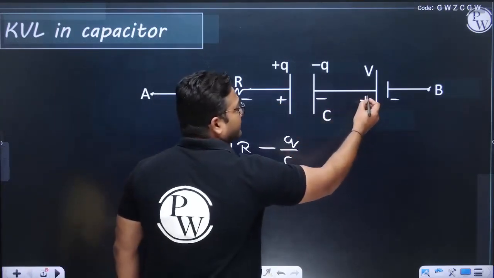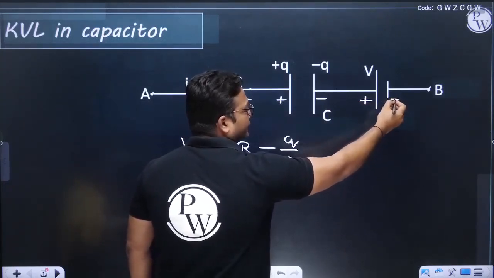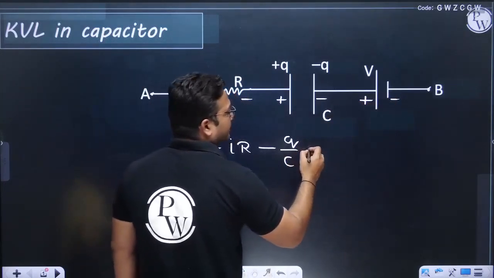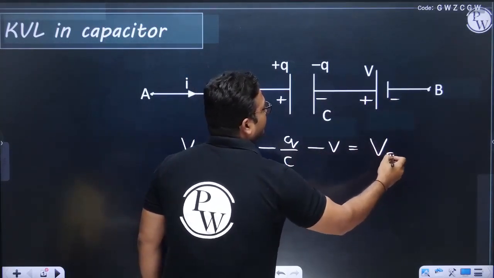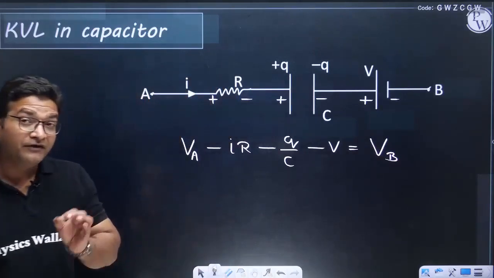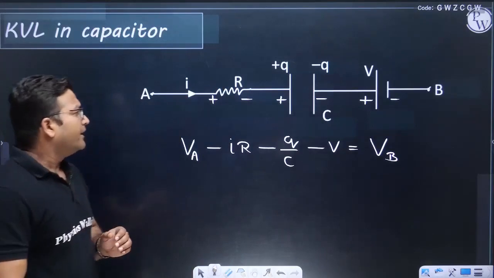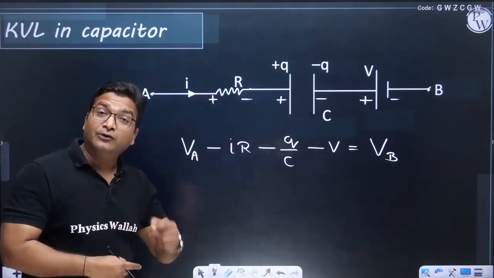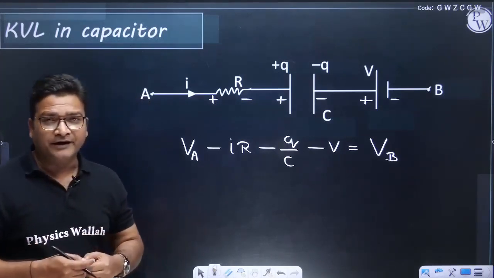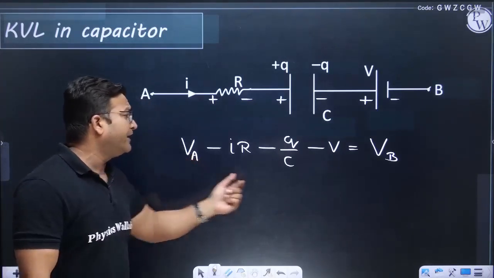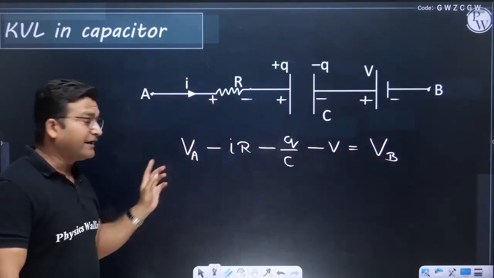And then we have a battery. So in the battery, again we are going from positive to negative, so potential will drop, and I'll write minus V, and we reached B, so I'll write VB. So this is the way we write KVL in capacitor circuits, right? If you apply KVL in a loop and you start from a point and end at that point, there is no need to write VA and VB because both points are the same and they will cancel.